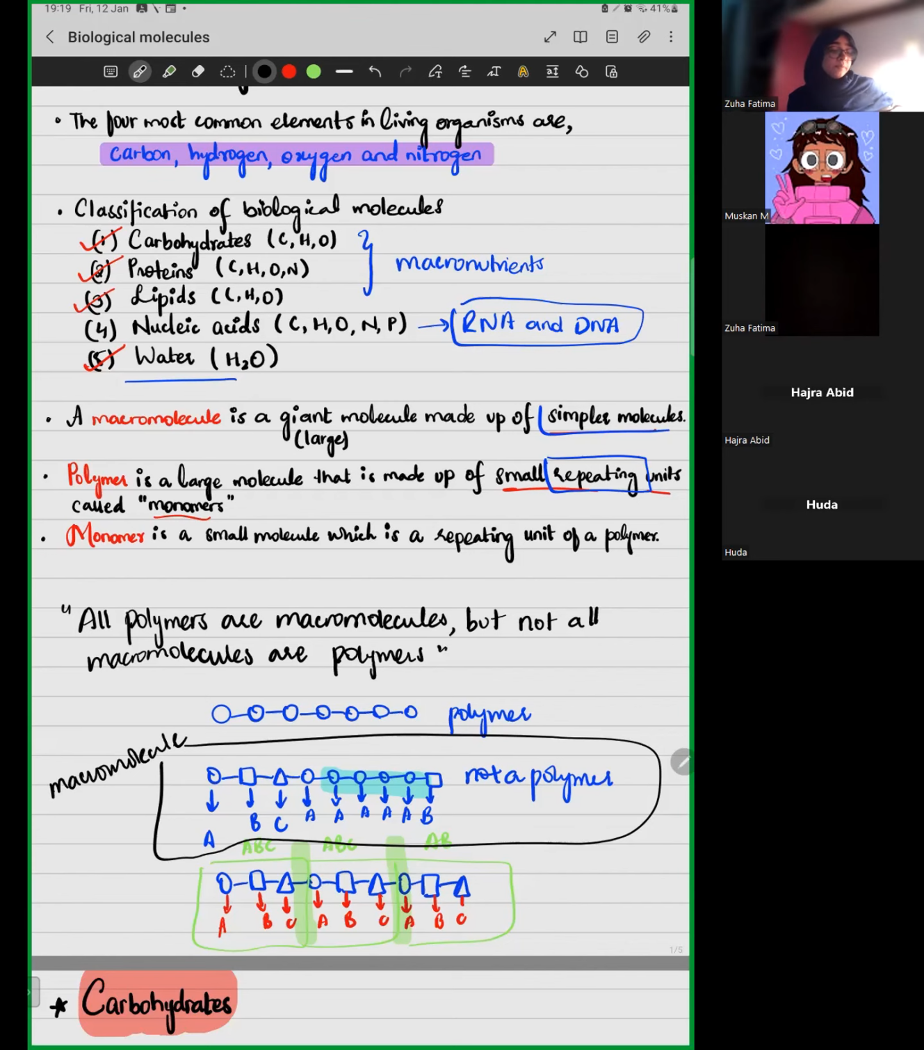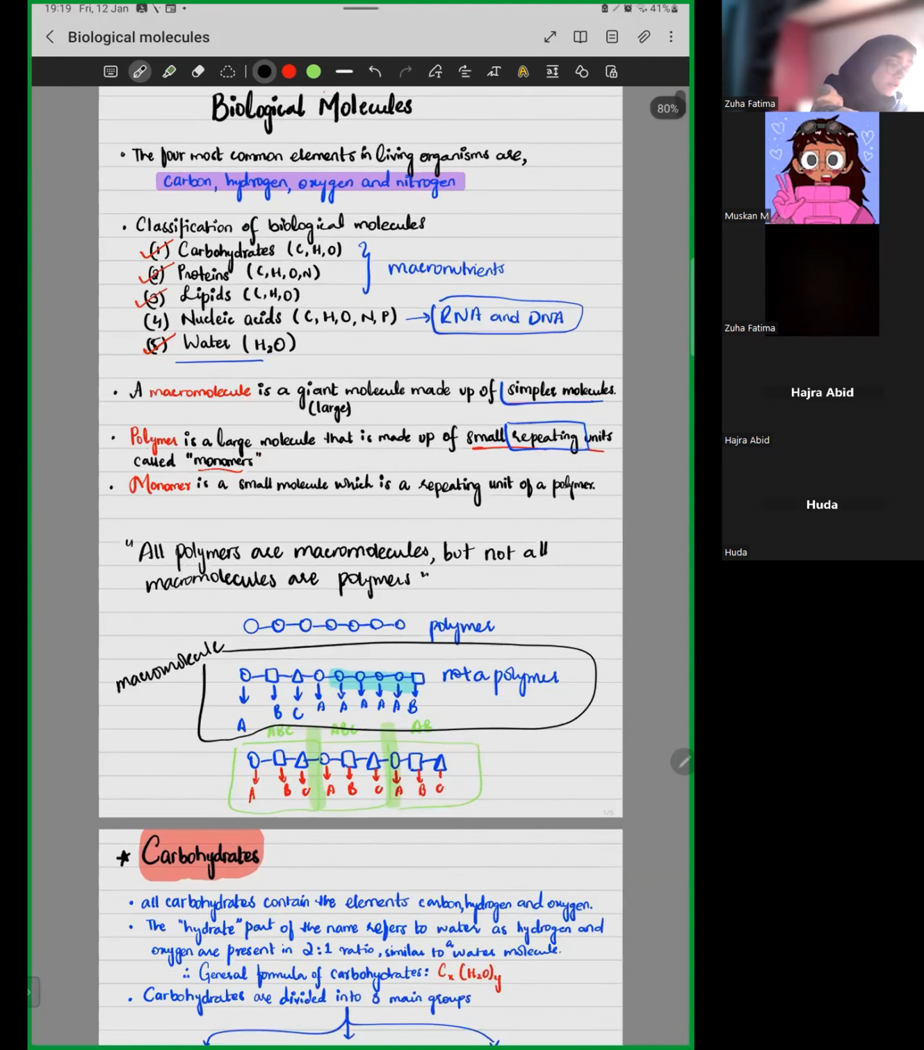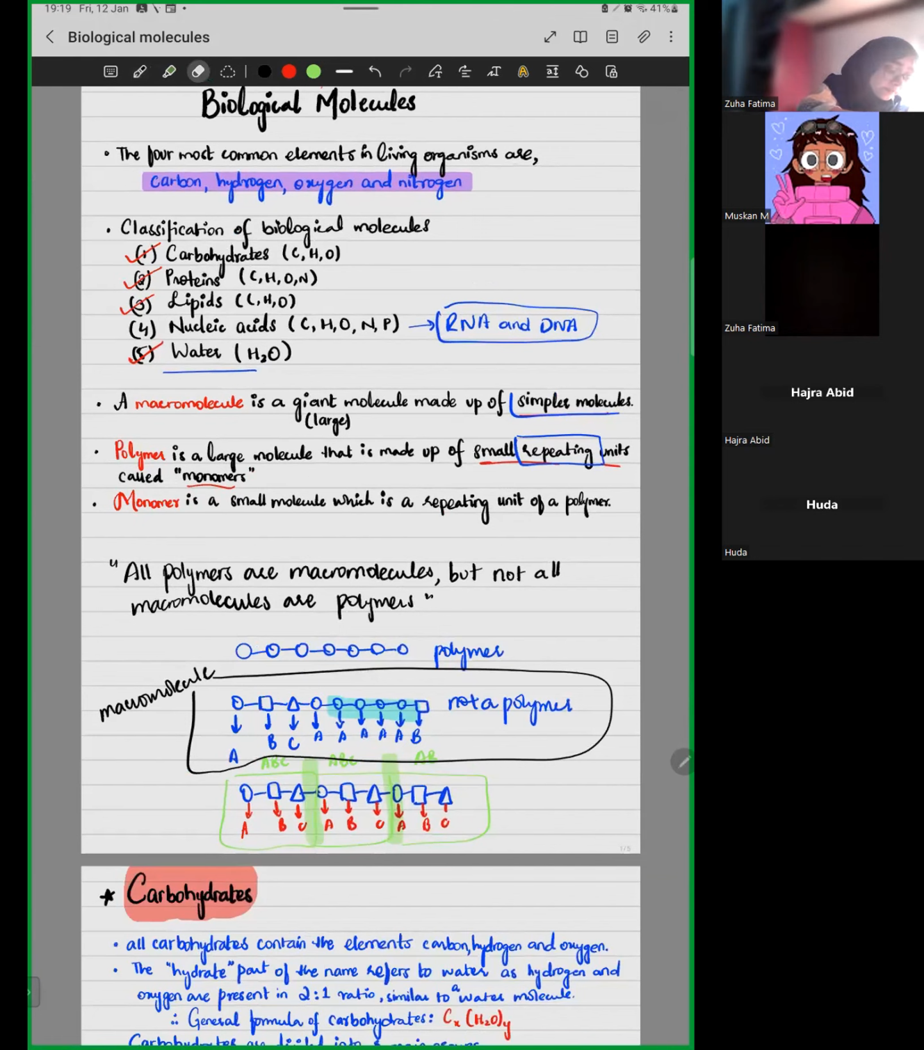Very good. Now, moving on, why did I explain all of this to you? Because when we talk about these 5, water is not a macromolecule, water is just a very simple H2O. These 4 are basically our macromolecules. The first 4 species that I've written over here, all these 4 are macromolecules. All 4 of them are giant molecules or large molecules made up of smaller, simpler units, simpler atoms, and simpler molecules. But 3 of these 4 are polymers, and one of them is a macromolecule.